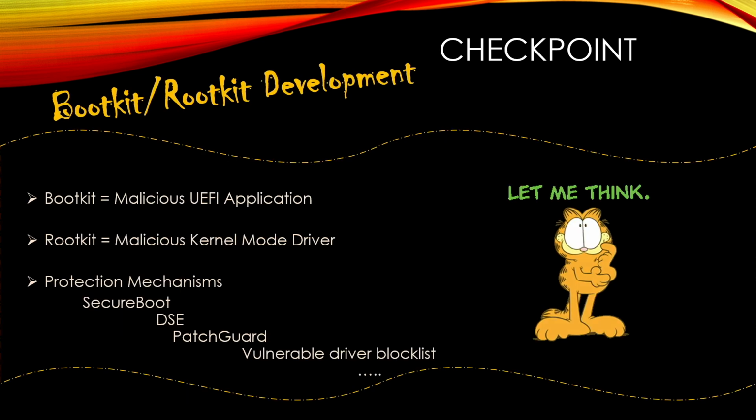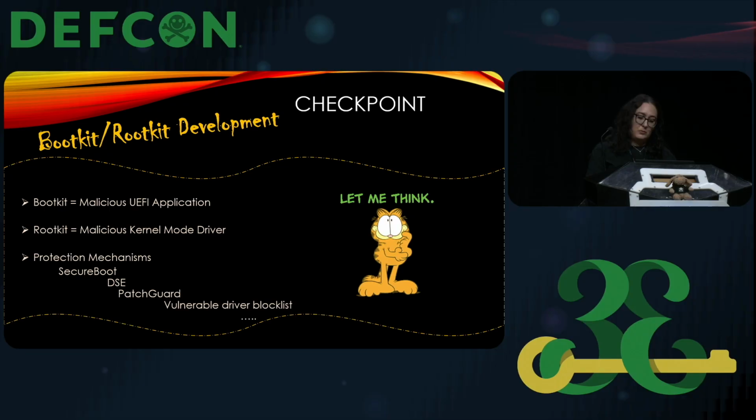Now let's quickly recap. A UEFI bootkit starts with a malicious UEFI application. A rootkit starts with a malicious kernel-mode driver. To install either of these components, there are protection mechanisms you'll need to bypass. There are public vulnerabilities, public exploits, and proven techniques you can adapt to get each component of the bootkit we're sharing up and running.